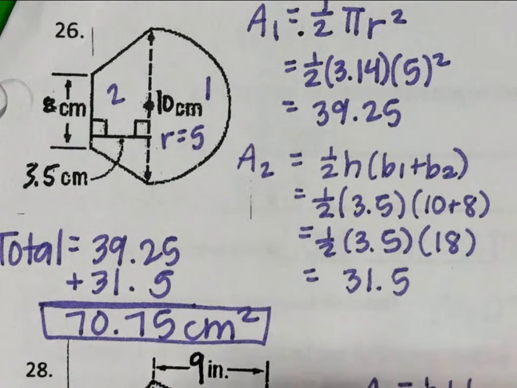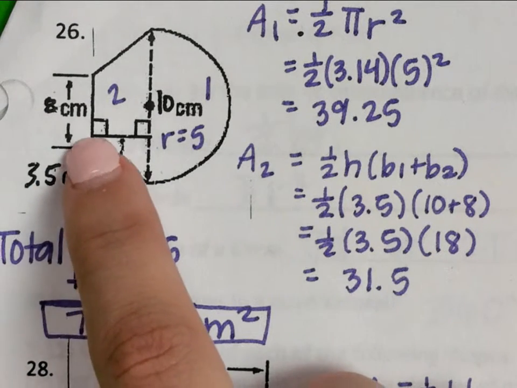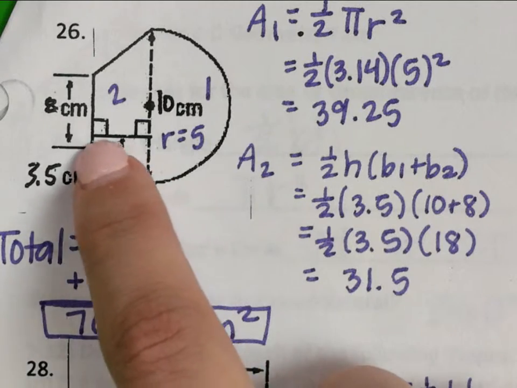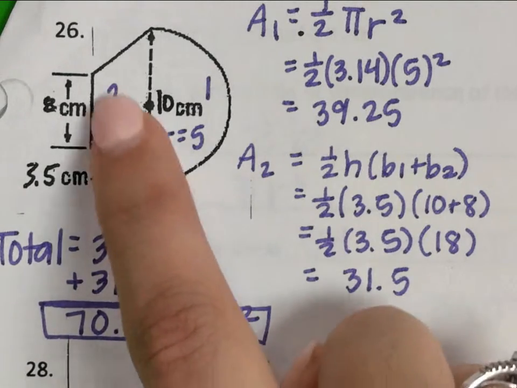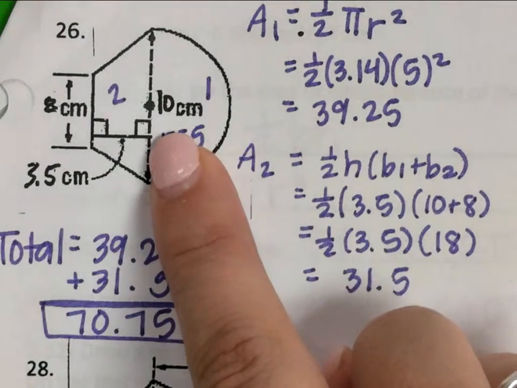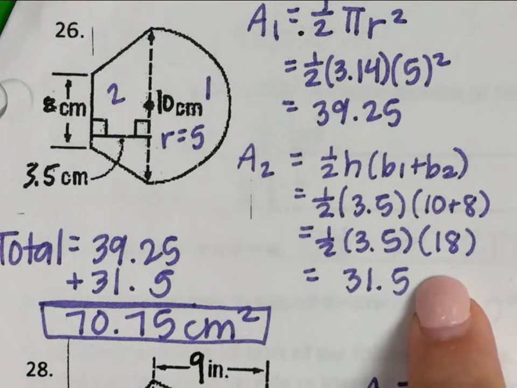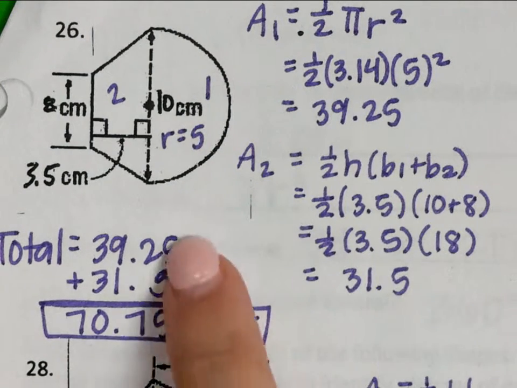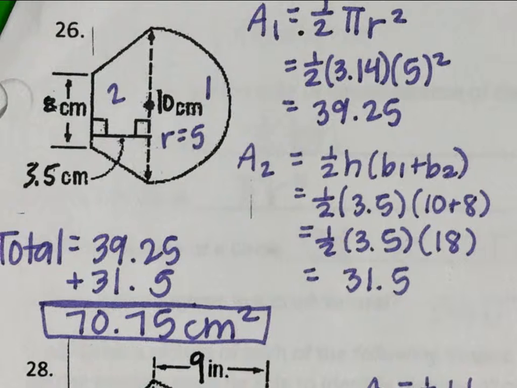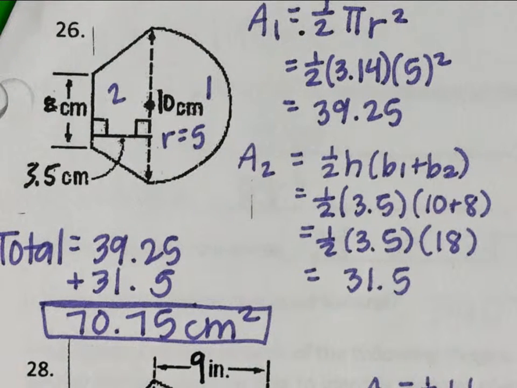And then for my trapezoid, my height is this right here, which they said is 3.5 centimeters. And then my bases are 8 and 10. So when I found that, it was 31.5. And then add the two together, and you get your final answer of 70.75 square centimeters. Any questions about that one?